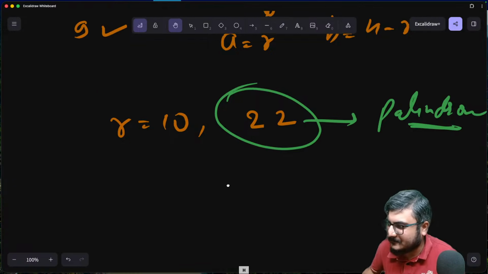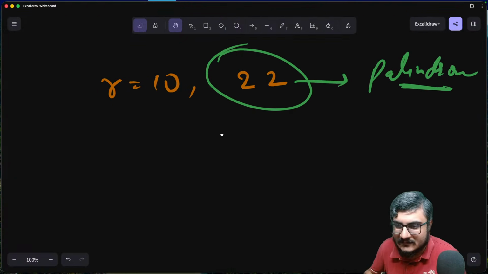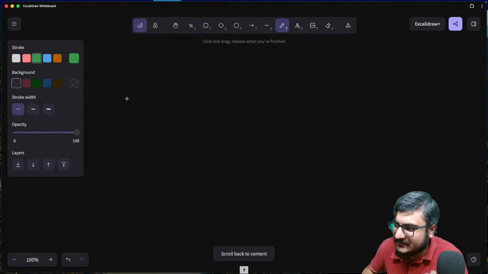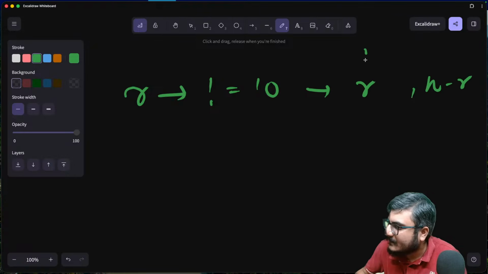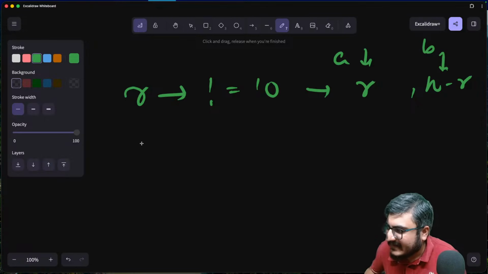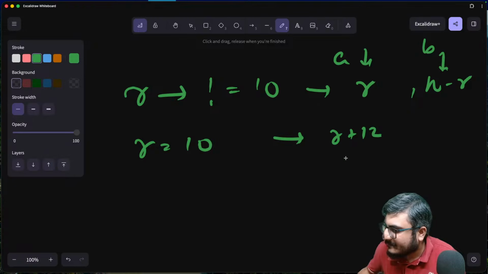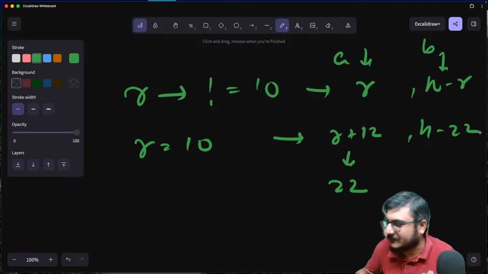And this is where we are. So what I would say is, if our remainder is not equal to 10, then we can just print r and n minus r. This would be a, this would be b. And if the remainder is equal to 10, we can try to print r plus 12, which would be 22, which is a palindrome, and n minus 22.